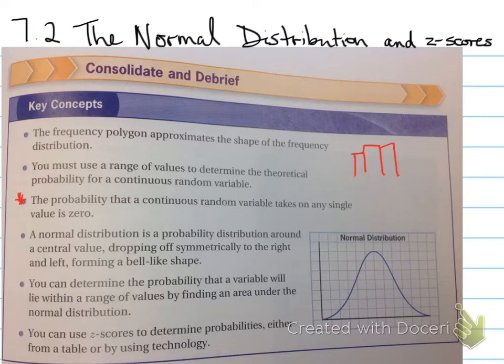And basically when we take the midpoint of each of those bars, we connect those midpoints, and what we can create is something called a frequency polygon. That frequency polygon basically describes the shape of the frequency distribution.